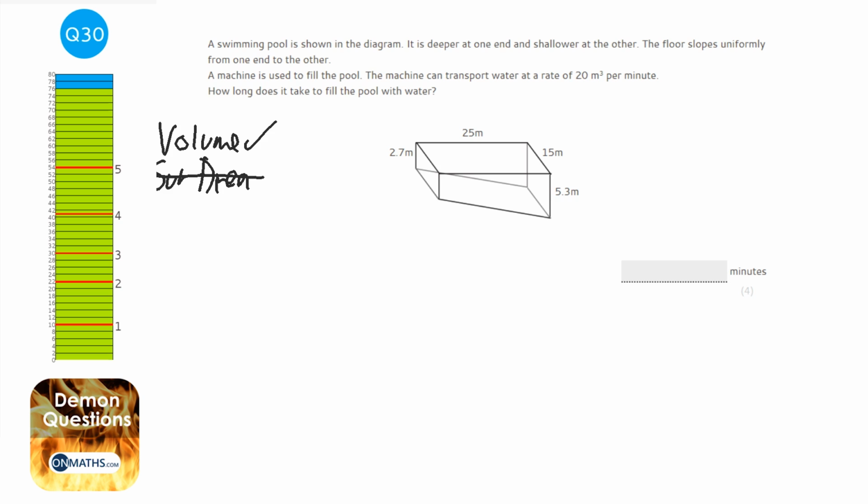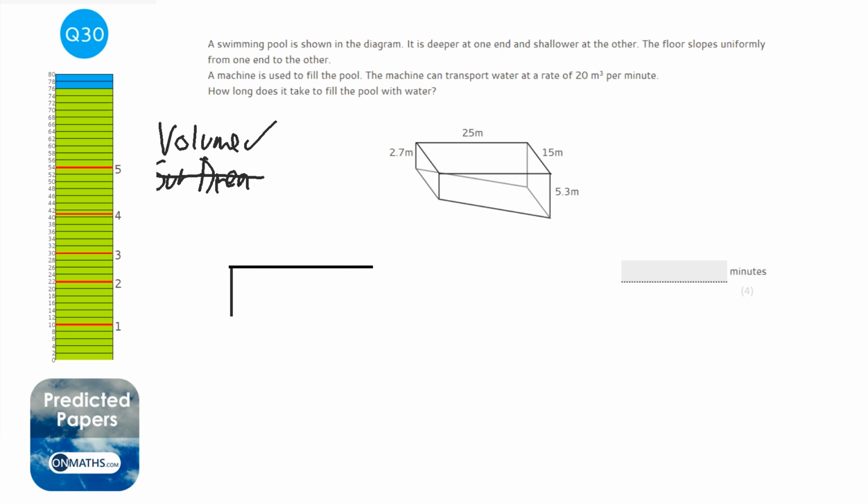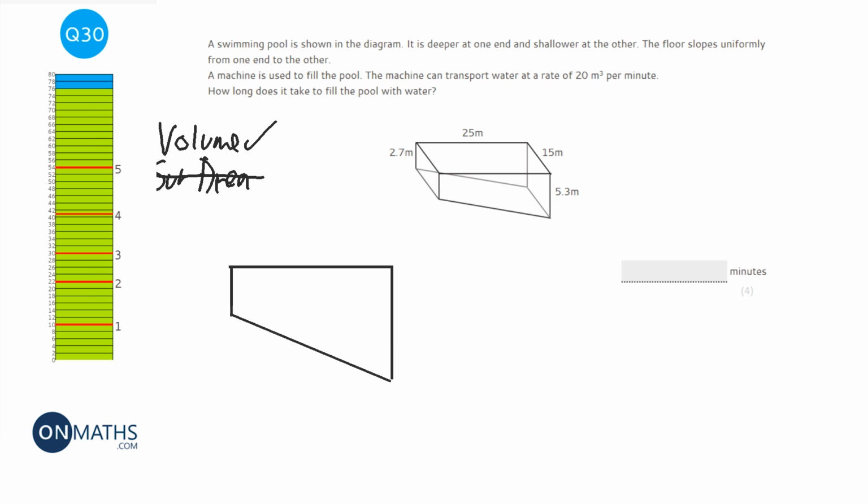Now, a way of approaching this is to figure out what the shape is. Well, the shape is a trapezium-based prism. So we've got to first of all work out what the area of the trapezium is. So I'm going to draw the trapezium out first. And that height is going to be 2.7, that side 5.3, and 25 across. And I'll leave off meters because I know they're all in meters. But do check they are all in meters when you do this.